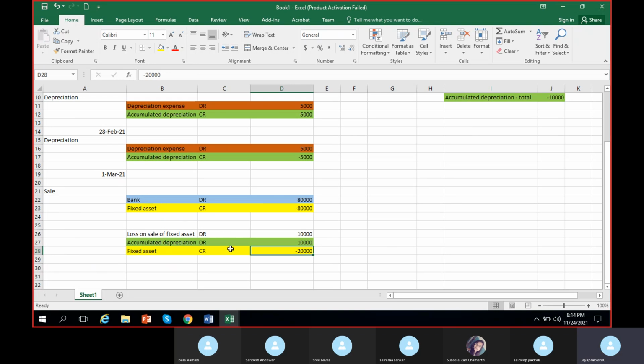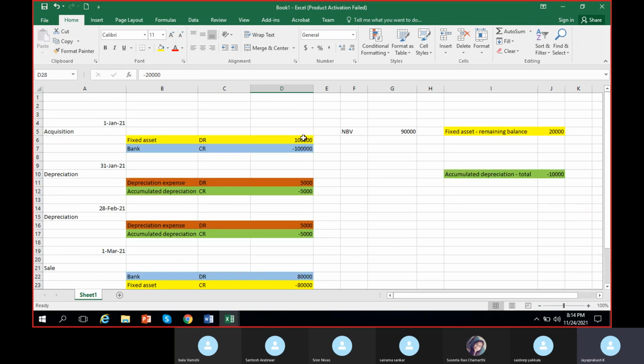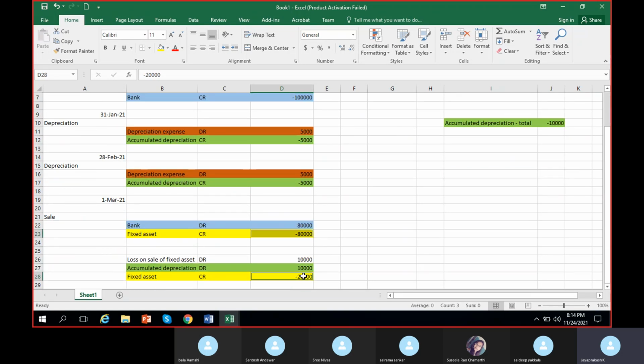So you will get this entry's value, sell a fixed asset. Now when you see it, the fixed asset account is becoming zero, as you can clearly see: 10,000, 80,000 and minus 20,000. So it will become zero sum. And when you see the accumulated depreciation account, 5,000, 5,000 and positive amount of 10,000. Two credits of 5,000 and one debit of 10,000. So it is becoming zero in the balance sheet.